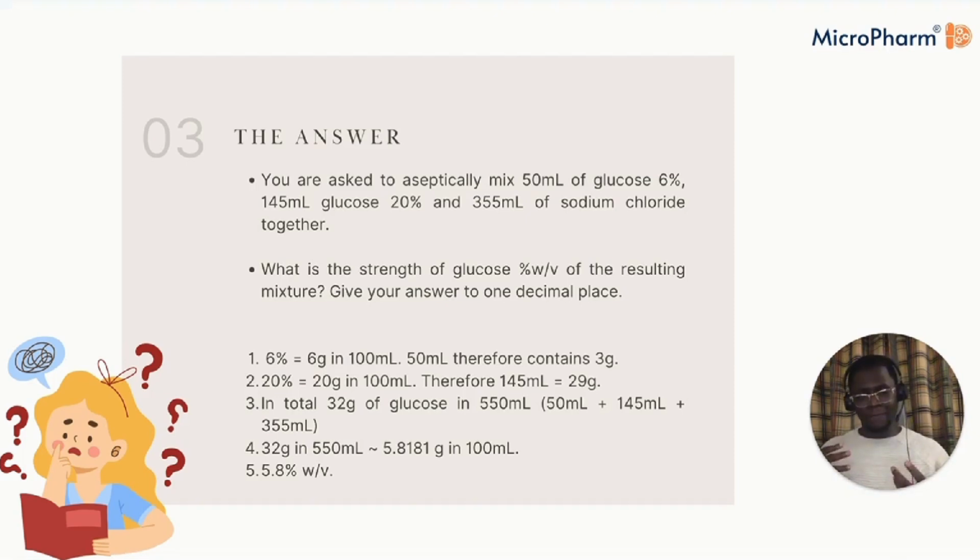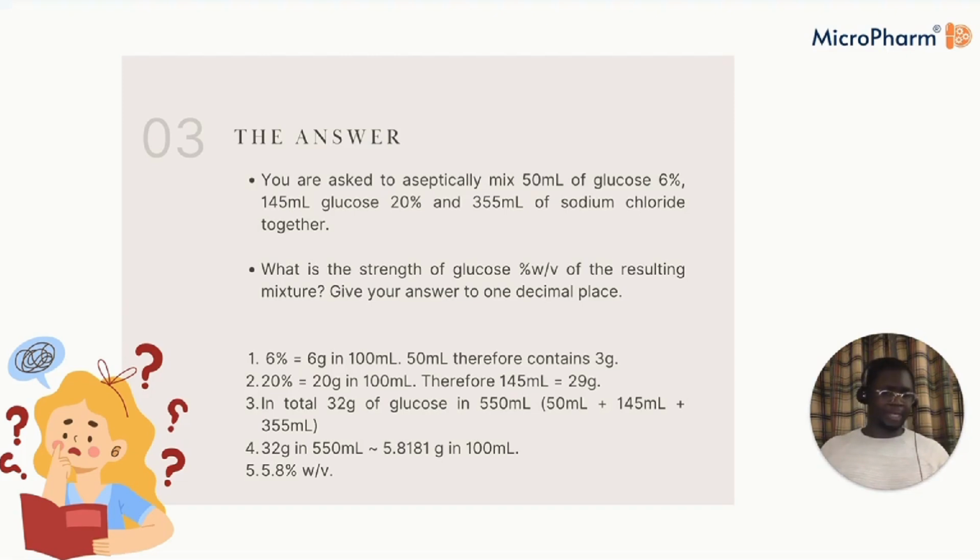I'm not given a concentration of the saline, and that doesn't really matter because the saline is not of relevance with regard to glucose contribution. It is relevant as far as the total volume, but the saline isn't contributing any glucose to the resulting mixture. If I have 50 ml of 6%, where 6 grams is in 100 ml, 50 ml of that would therefore have 3 grams of glucose. So I'm going to put that to the side. I have 3 grams of glucose from that 50 ml.